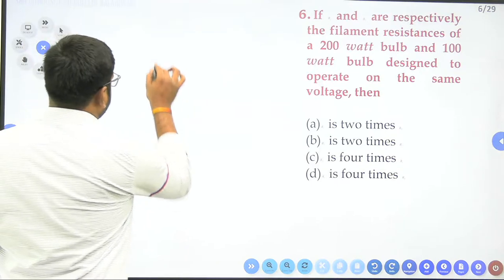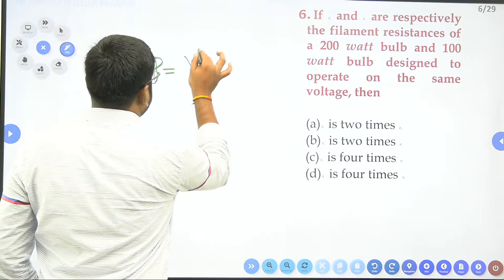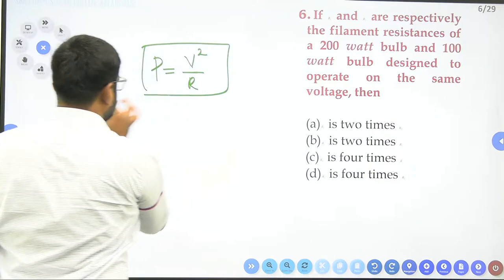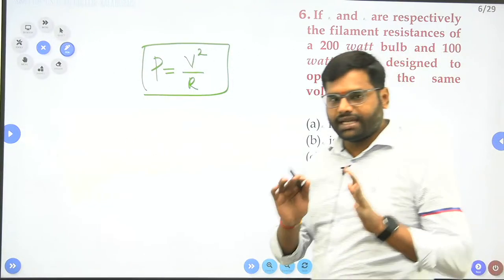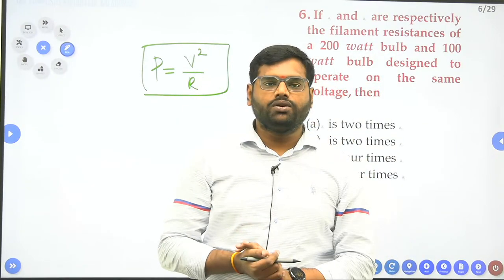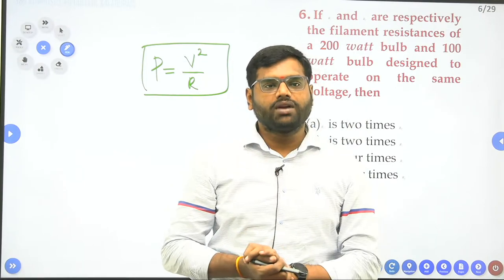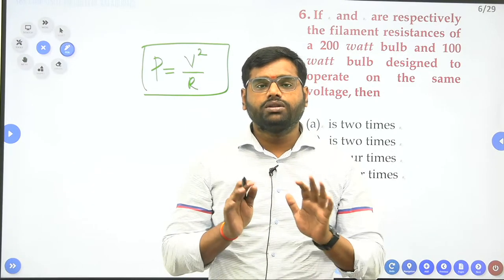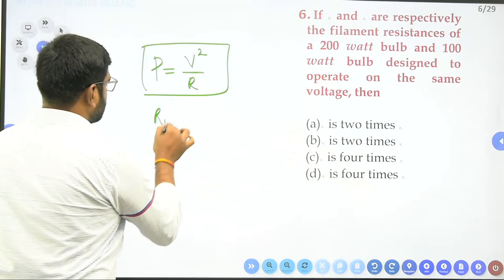As we know, the power of any device is given by V square upon R, yes or no? So this is what we have, the rated value of any device. Try to take the power is equal to V square by R. They give the rated value of voltage on which it works, for a particular potential difference, and what is the power of that device. On that basis we can easily find the resistance. Okay, so let us take R1 first.